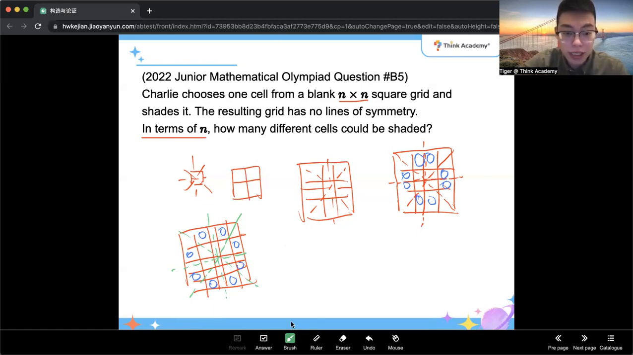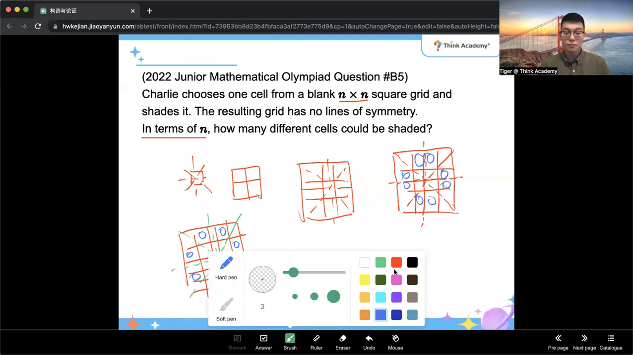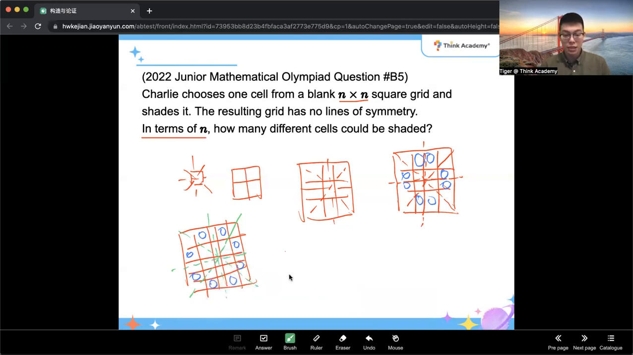And what about the 6 by 6 one? If I have a 6 by 6 grid, the lines are going to go through the gaps again.